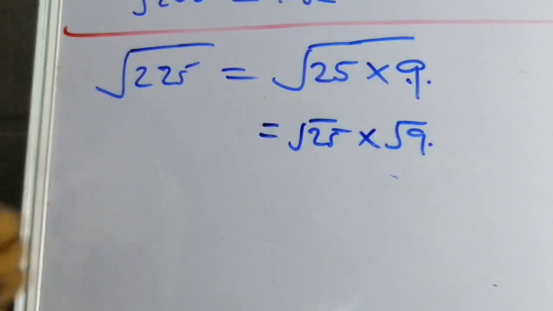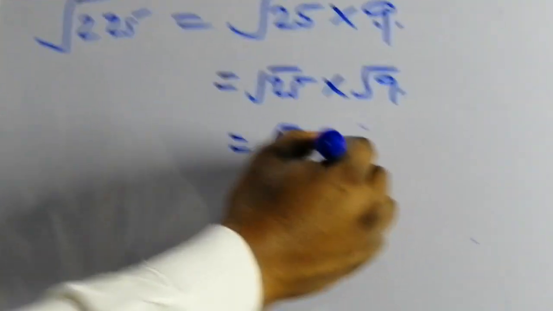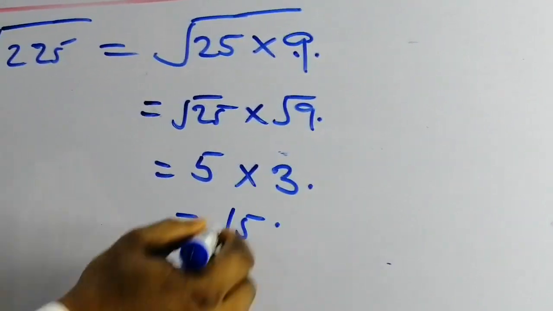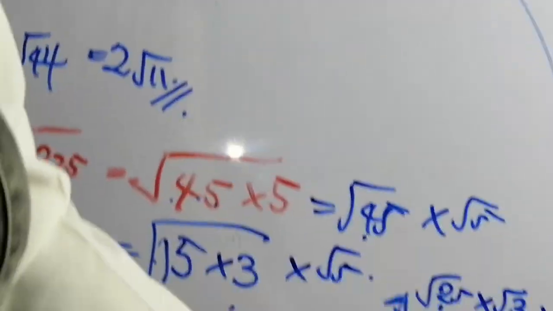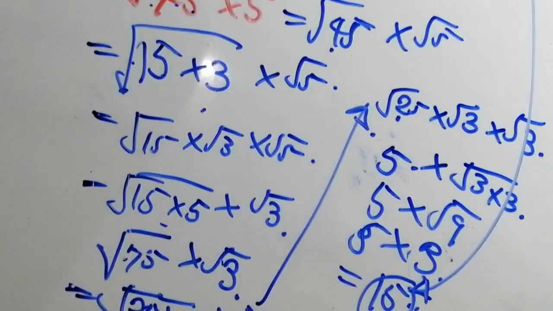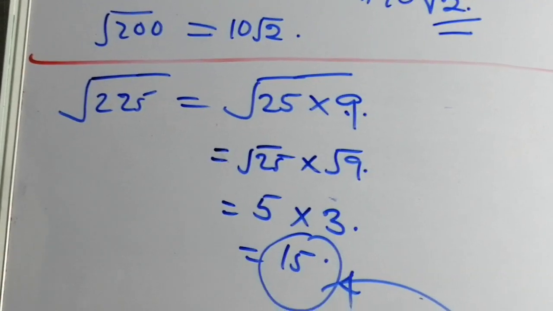Root 9. So from here I can say what is this? This one is what? 5. What's this? This one is what? 3. And the answer is what? 15, which is also the same thing as what I got here. So it's still the same answer. Okay. So either you use 5 as your first division or you use 25 as your first division, you will still arrive at the same answer.